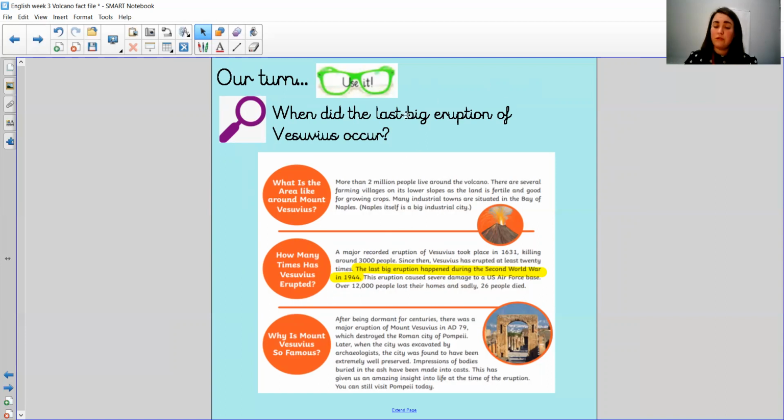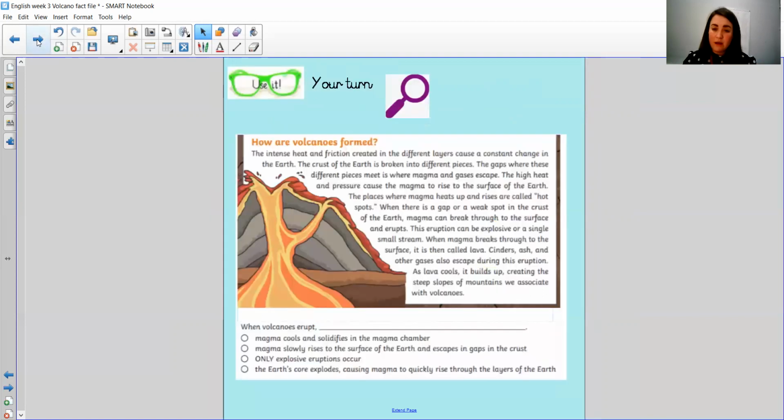Now remember, when you do write the answer, use part of the question in your answer so it makes sense. So for example, the last big eruption of Vesuvius happened during the Second World War in 1944. Still with me? Perfect. So what you're going to do is have a go. This can go in the back of your box set books. It doesn't need to go in the front, don't worry too much about it.